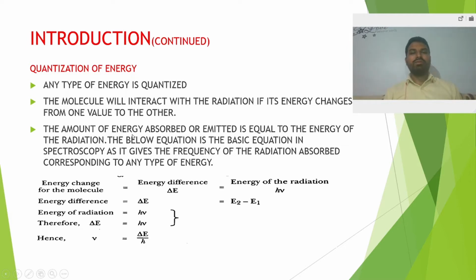The below equation is the basic equation in spectroscopy, as it gives the frequency of the radiation absorbed corresponding to any type of energy. Energy change for a molecule will be denoted by an energy difference, that is delta E, and energy of radiation h nu. Hence energy difference delta E will be E2 minus E1. Hence energy of radiation will be h nu, and therefore delta E will be h nu. Hence nu will be delta E upon h.